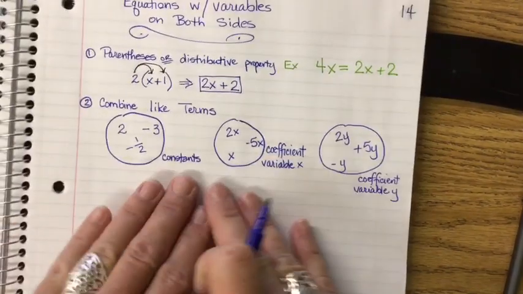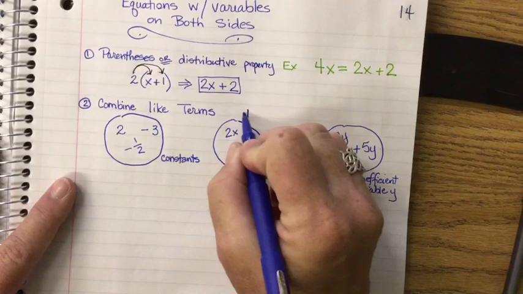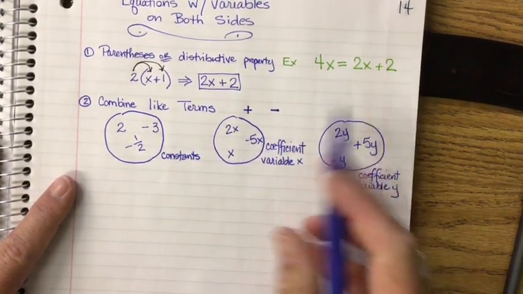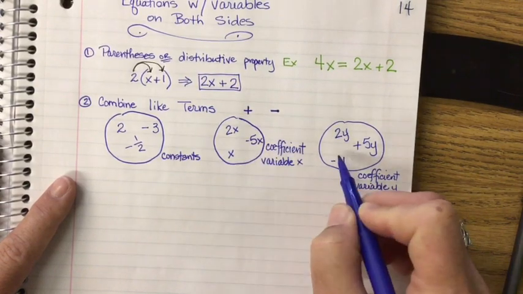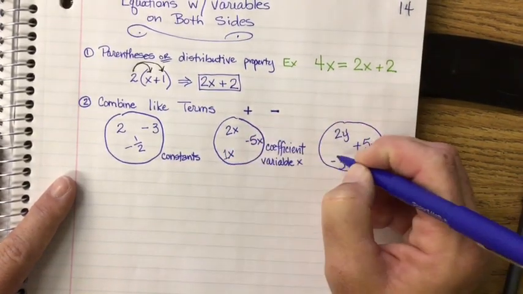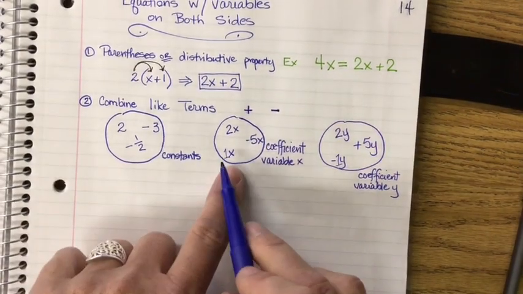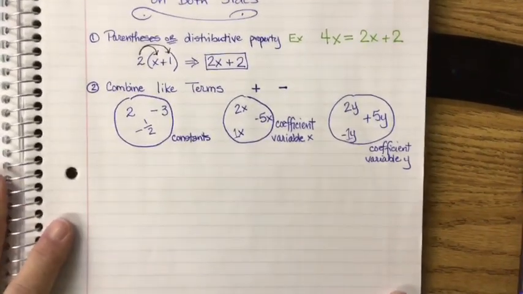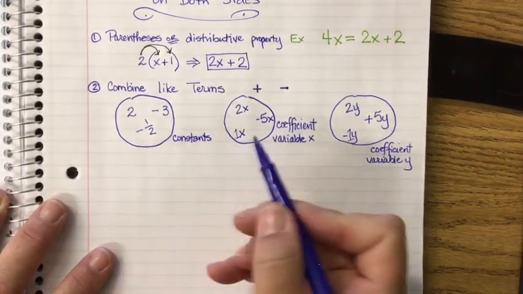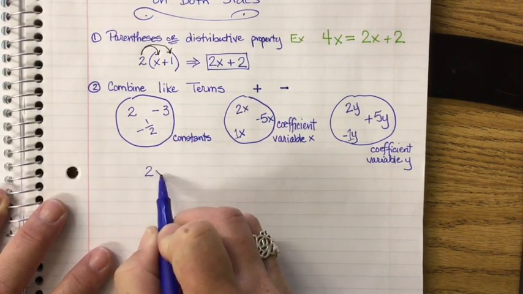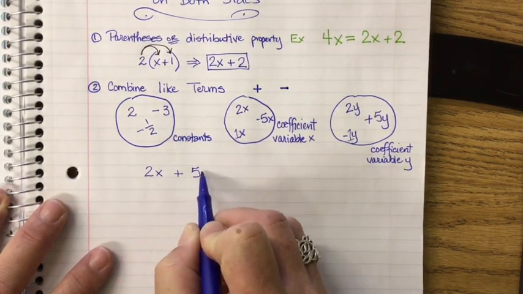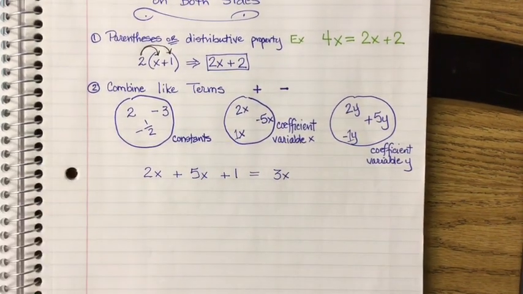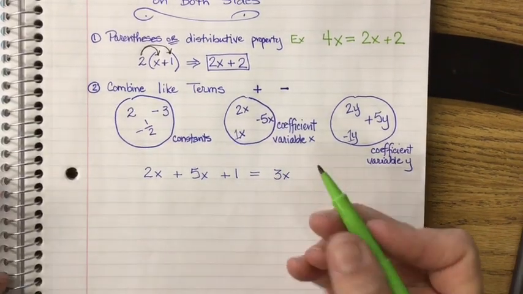Okay, so when we combine like terms, we always add and subtract either the number or the coefficient. When you have a variable that is all by itself, imagine a 1 in front of it. Okay, when you're adding and subtracting, you will utilize that 1. All right, so when we combine like terms, for example, if I had 2x plus 5x plus 1 equals 3x. Okay? And I'm just using this as an example right here.